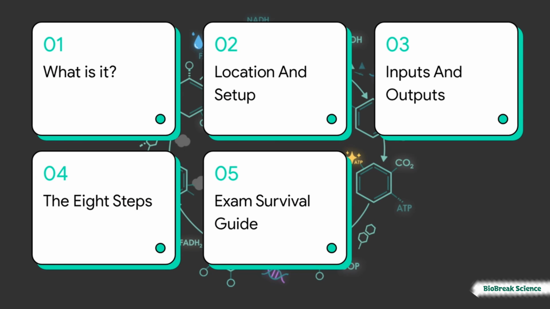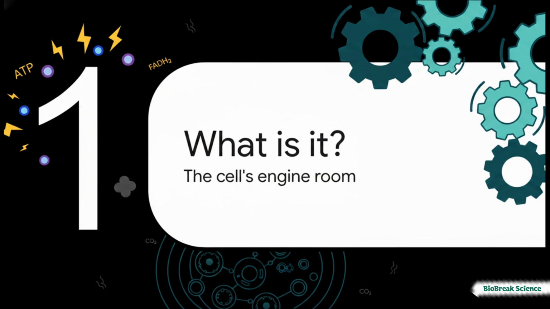Here's our game plan for today's explainer. First, what is it? Second, location and setup. Third, inputs and outputs. Fourth, we'll walk through the 8 steps. And finally, an exam survival guide to lock it all in. All right, part 1. What actually is this thing?